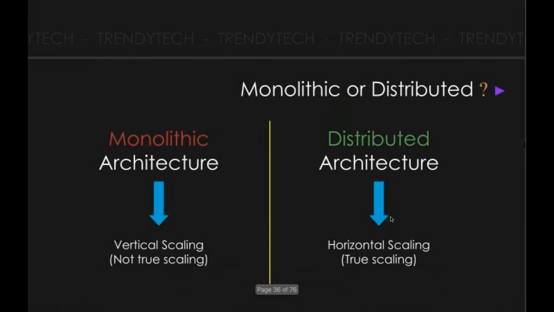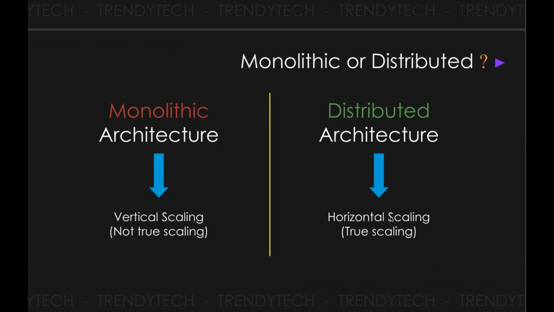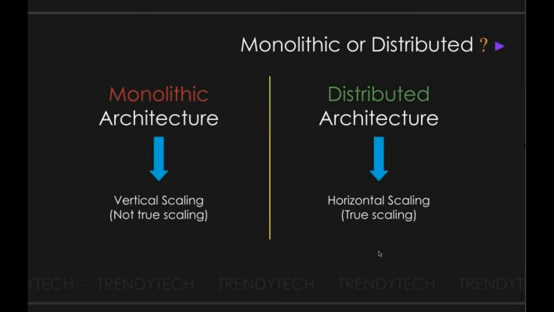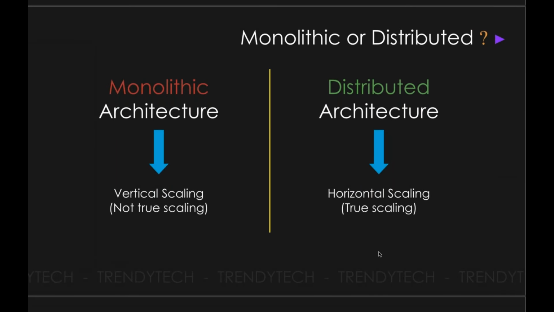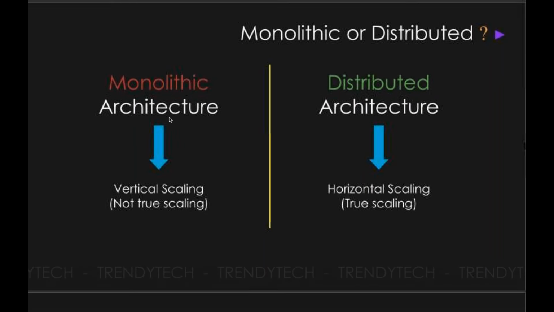Now, I hope you are clear with monolithic versus distributed. So basically the point here is that all the good big data systems should be based on a distributed architecture for getting true scalability. Because in IT, the requirement keeps on changing and you cannot get stuck with the old requirements. So throughout this course, we will always talk about distributed architecture. We will never talk about monolithic architecture.